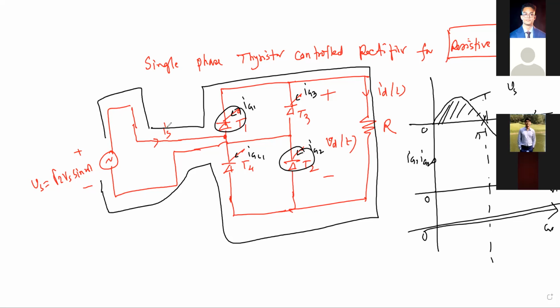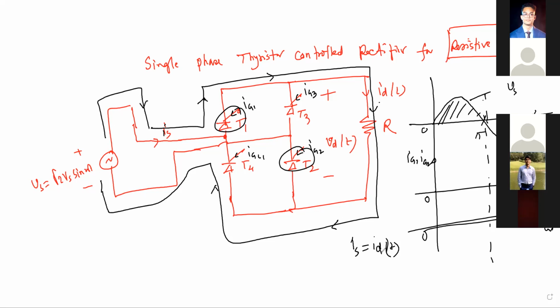So for the resistive load, IS will be equal to ID, not only for the resistive load. If you follow the path, look here, look here, look here. So IS equal to ID, right? Yes, you are correct.